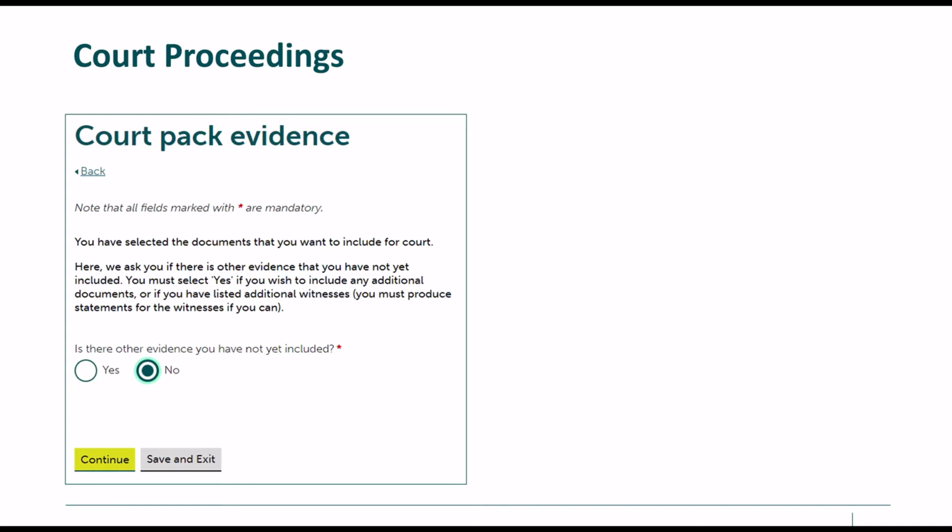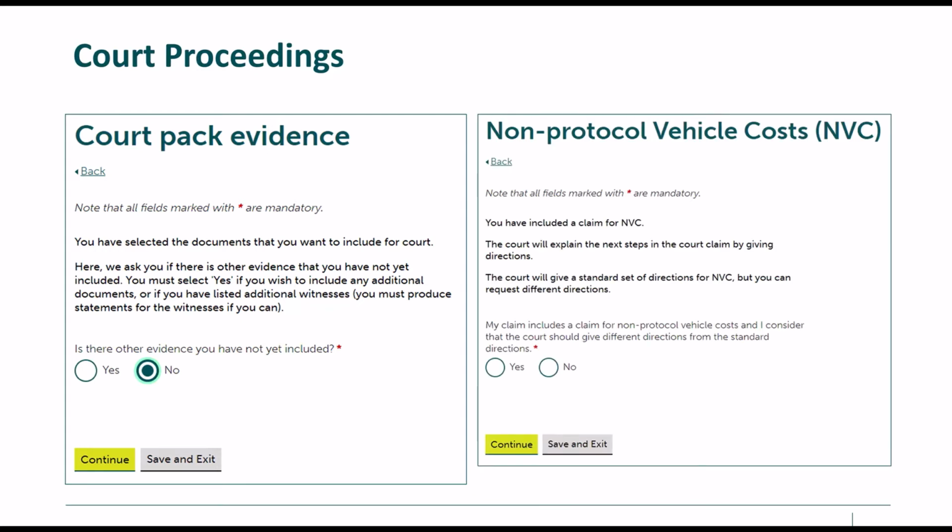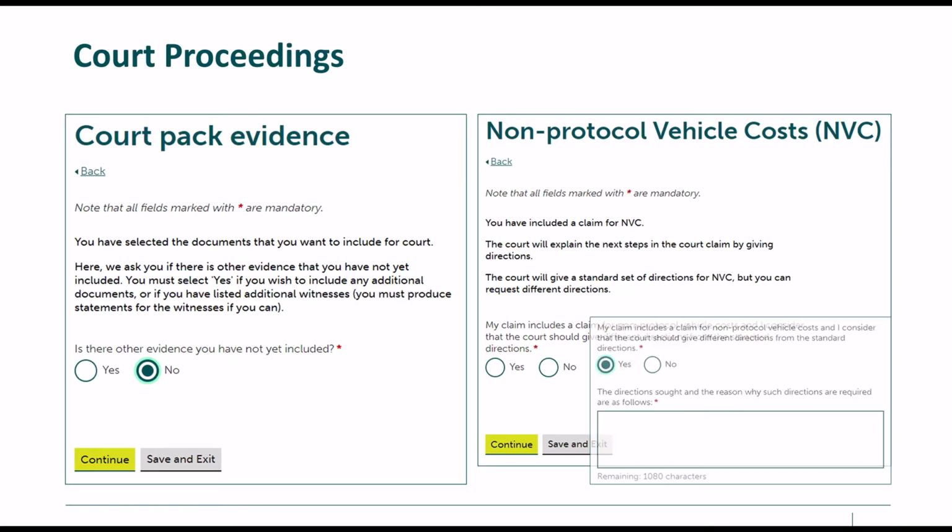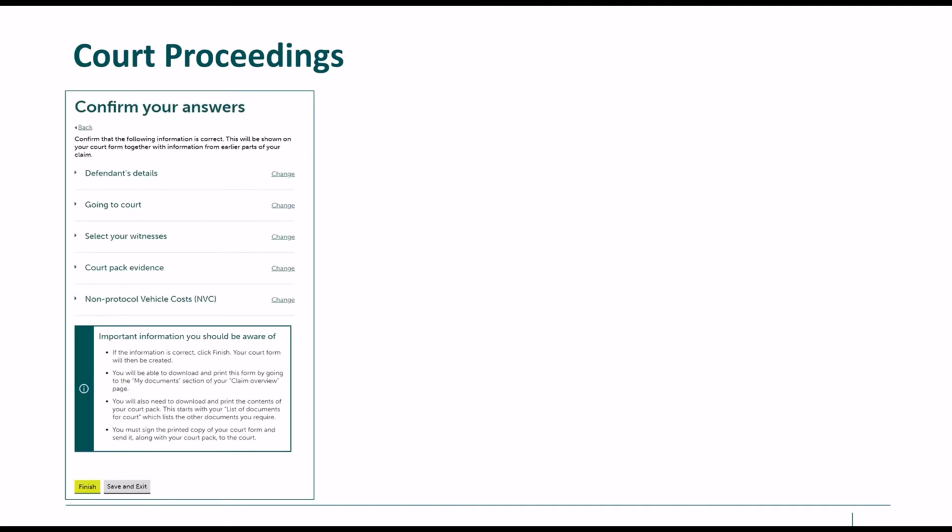The customer is then asked if there is any other evidence they wish to provide that has not yet been included. It is then explained to the customer that the court will provide a generic set of directions for NVC, but if they believe that there are any reasons why the court should give different directions, they should let the court know here. Finally, the customer is asked once more to check over the details supplied before submitting to the court.